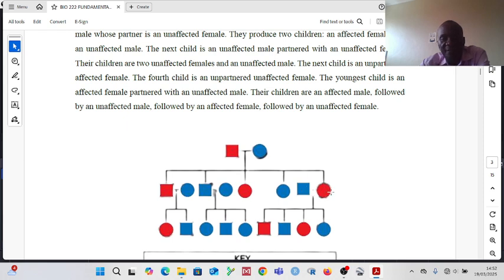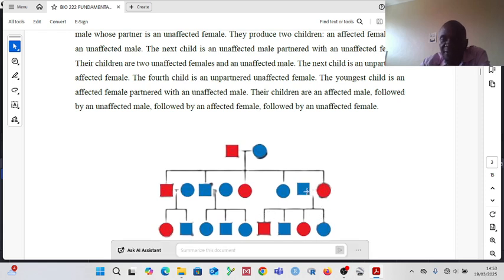But now the fifth child, who is a female and is affected, got a partner who is a male and not affected. Together they gave birth to these 4. There is a line joining these two, and a vertical line moving from this joining to the offspring that these 2 have given birth to.